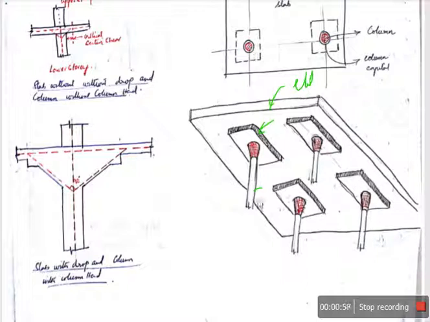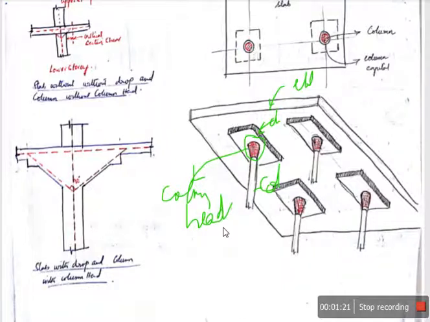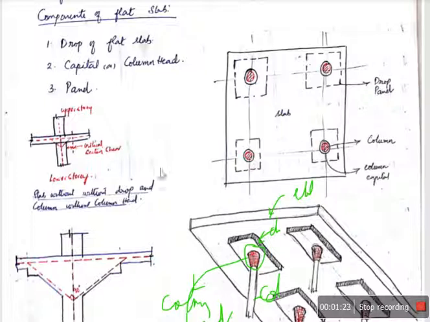You can see this is the column, and this is the drop, and between the drop and the column you can have a small portion which we call the column head. Normally this is provided to reduce the shear stresses. So basically there are three parts: drop, column head, and panel or slab.